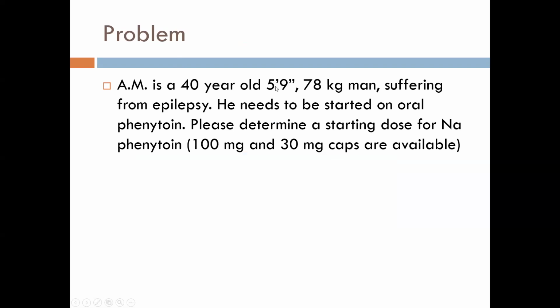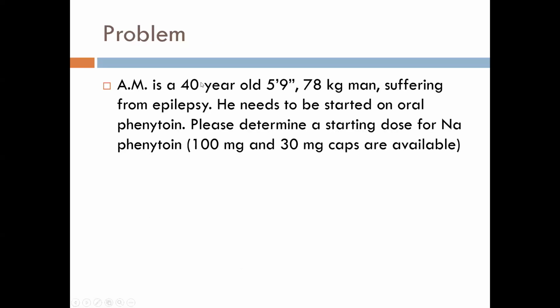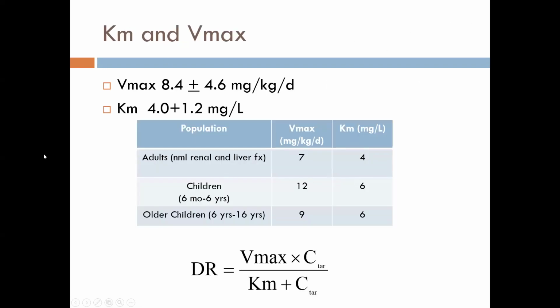So here, AM is a 40-year-old, 5'9", 78-kilogram man suffering from epilepsy. He needs to be started on oral phenytoin. Please determine a starting dose for sodium phenytoin. So if we go to our patient, he's 5'9", 78 kilograms, and we need to start him on phenytoin. What are we going to do? Let's say we're going to target somewhere between 10 and 20. So let's target 12 milligrams per liter for his target concentration.